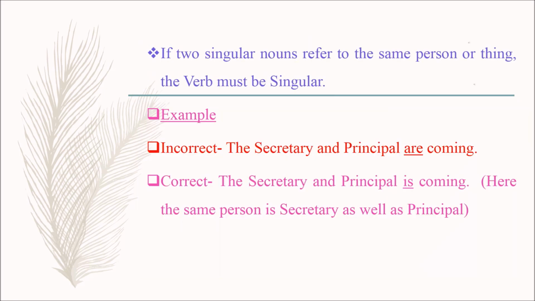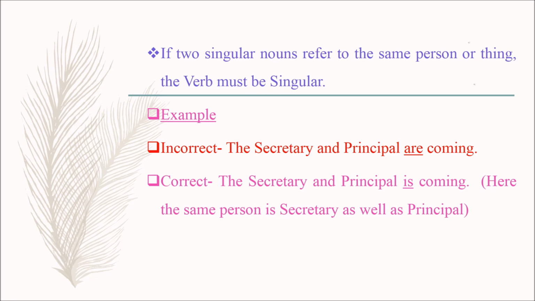Let's see the next rule. If two singular nouns refer to the same person or thing, the verb must be singular. Let me read it again. If two singular nouns refer to the same person or thing, the verb must be singular.